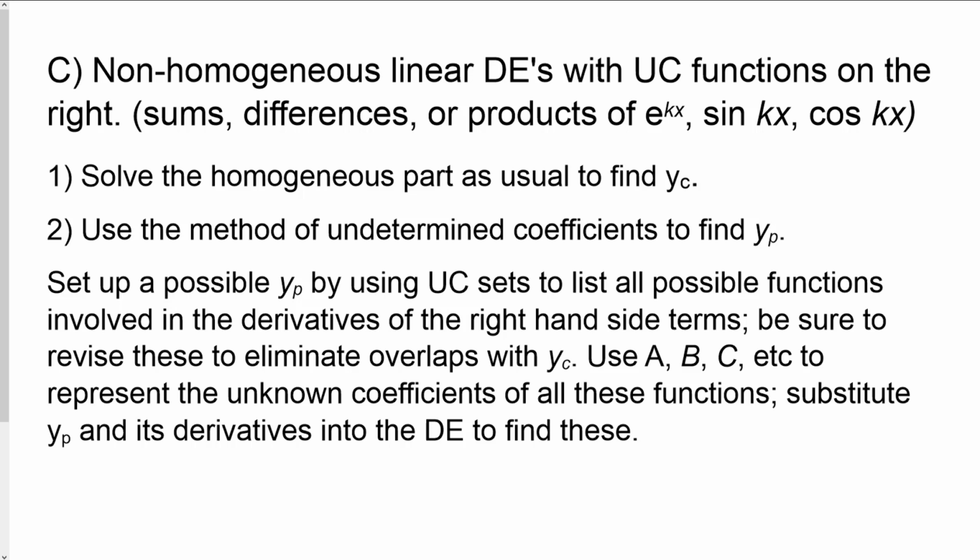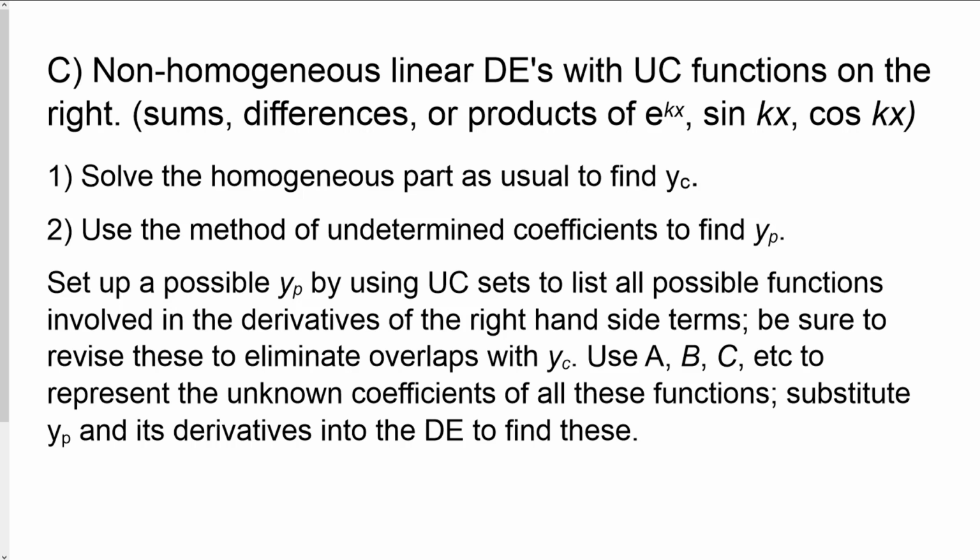So instead of having a y equals, we'll just have a y sub c equals, and that's where our arbitrary constants will be and our roots of the form e to the mx that we already learned in the previous examples. Then the method of undetermined coefficients is used to find y sub p. So the technique that I like that works consistently is to write a UC set for each function on the right side of your differential equation.